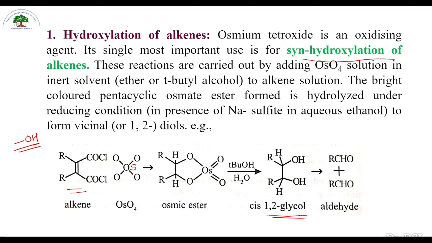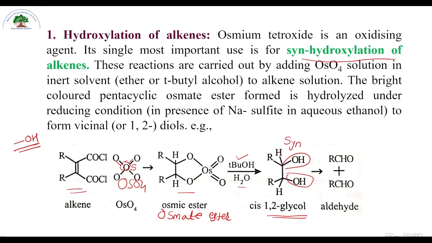This is OsO4, osmium tetroxide. Alkene on reaction with osmium tetroxide gives osmic ester, or it is also known as osmate ester. And this osmate ester, upon further reaction with tertiary butanol in presence of water, gives 1,2-glycol. Remember, here two hydroxy groups are from the same face, so it is syn-hydroxylation.